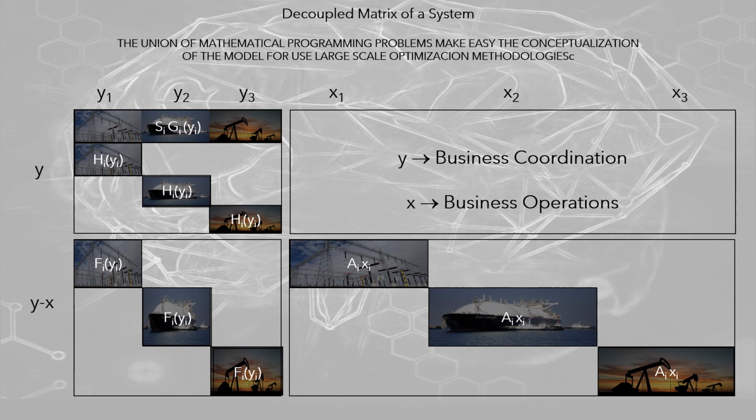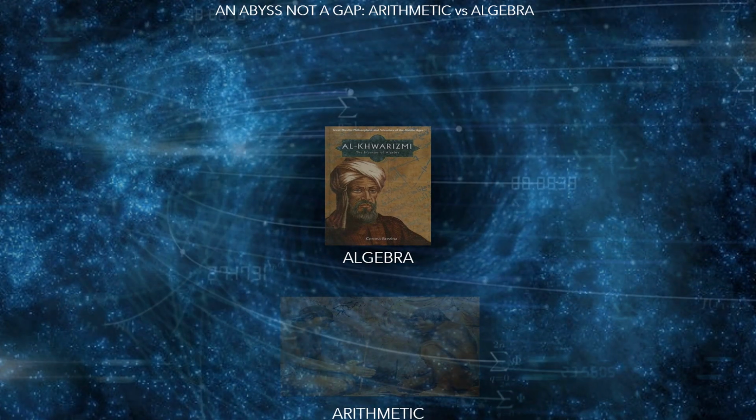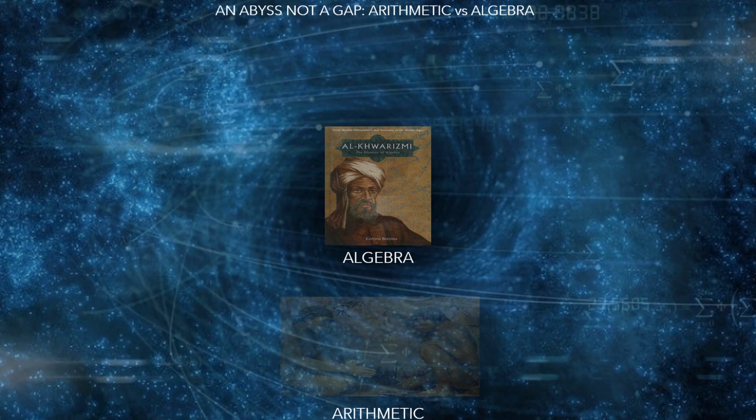In this way, the new vision of mathematical programming involves defining the relationships between problems, as the next step after the definition of the equations that compose them. The difference that mastery of algebra creates with respect to arithmetic is an abyss, not a gap.